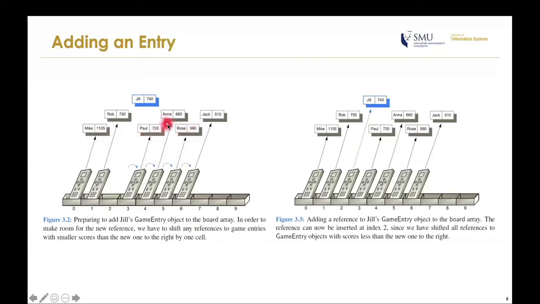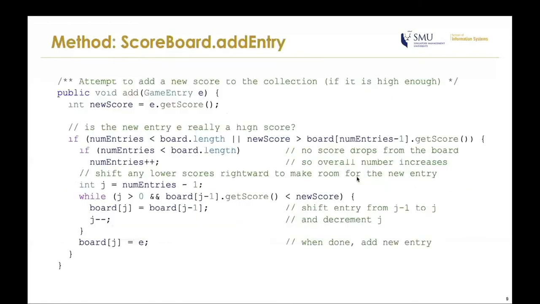Mike, Rob, Paul, Anna, Rose, and Jack. And it so happens that 740, Jill's score, is between Rob and Paul, right? So that means the right place to store it is between Rob and Paul. But we are storing this in a contiguous space, so first we need to make room. Making room here means that we're going to shift everybody down by a notch so that we create an empty space where Jill is going to be, right? So that is the process of adding a new entry inside this list.